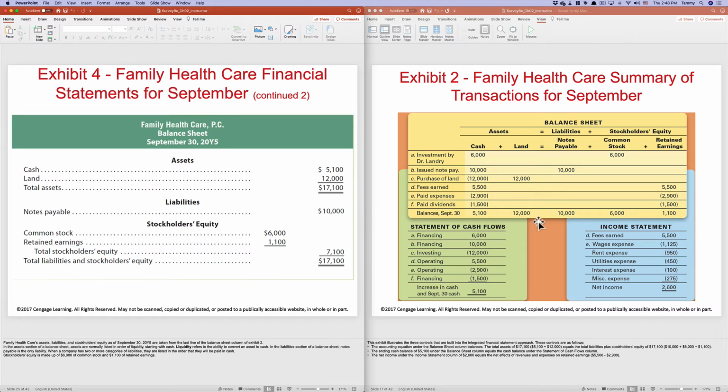So we have $10,000 in liabilities, notes payable, $6,000 in common stock. We also add to that our $1,100 in retained earnings. That gives us a total stockholders' equity of $7,100. Total equity and liabilities is $17,100. Total assets is $17,100, and our balance sheet balances and all is well in the world.